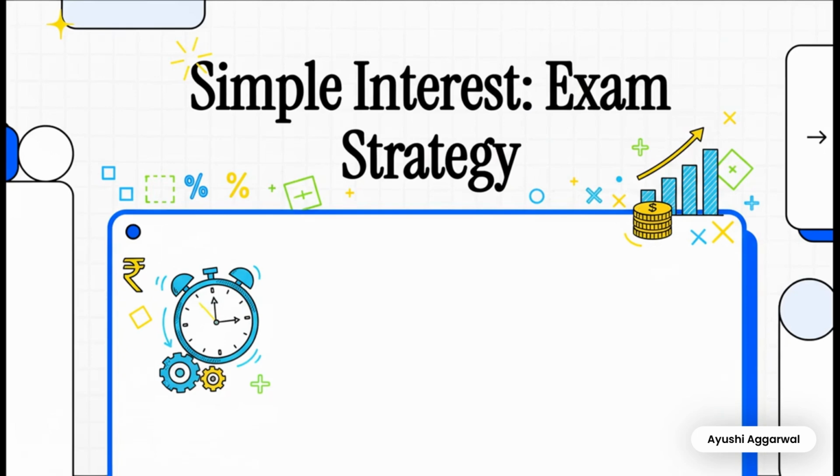Hello everyone and welcome. So, simple interest, that one topic that just has to show up in every single competitive exam, right? Well, today we're not just going to learn it, we are going to master it. Get ready for some killer tricks that'll save you time and, more importantly, boost that score.